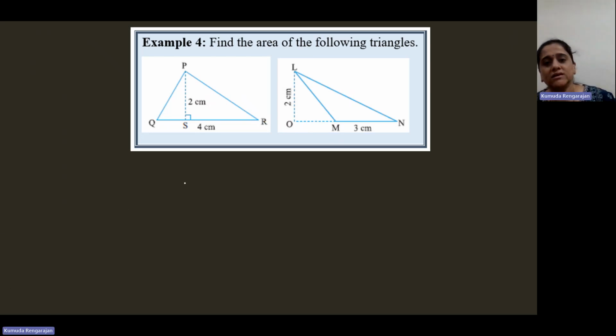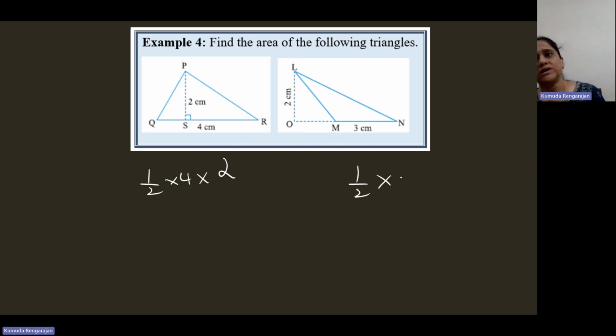So for the first triangle, what we saw earlier: parallelogram, area, base into height. Triangle, area is equal to half into base into height. So half into base 4 into corresponding altitude. Can you see the altitude PS, 2 centimeters? It is falling on the 4 centimeters base. Corresponding altitude. So half into base 4 into altitude 2. Correct? For the next one, half into base.